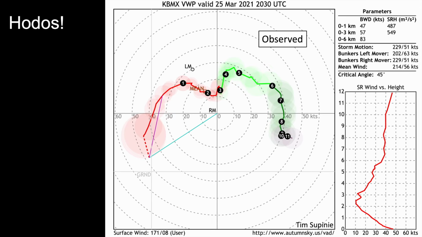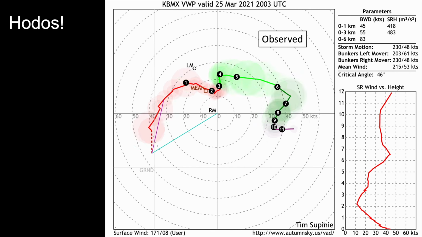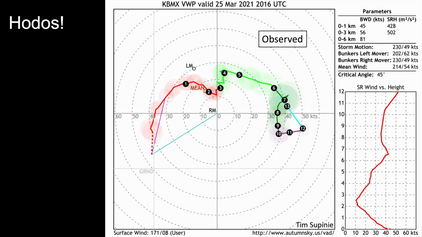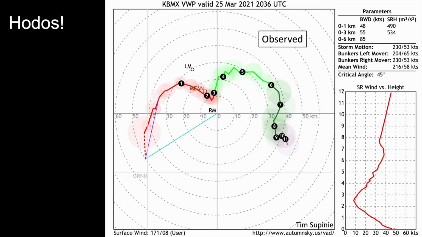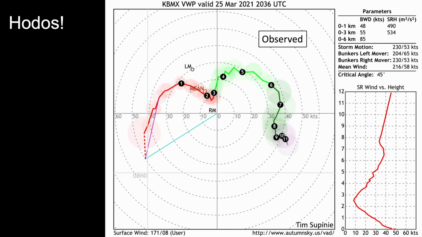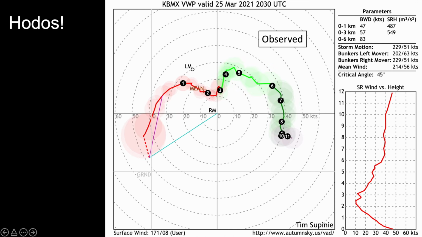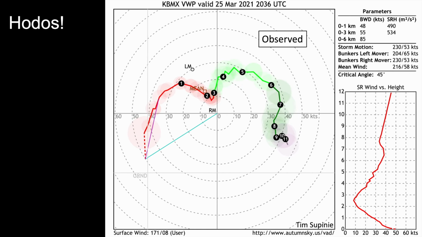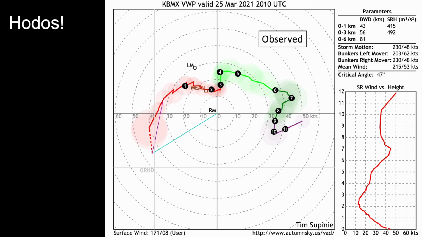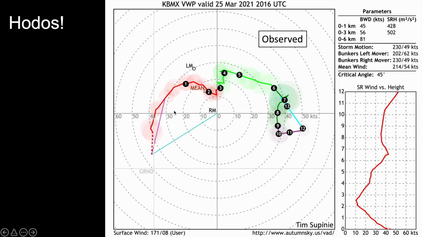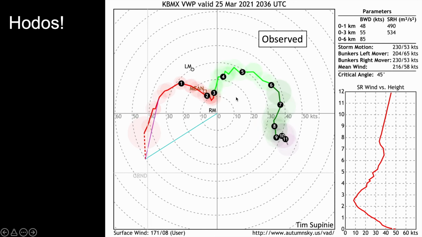I'll also plug Tim Supinie's VAD wind profile page. This is just a really cool way to look at observed VAD wind profiles from our WSR-88D network. In this case, we're looking at the BMX radar out ahead of a really long-tracked, intense tornado-producing supercell. And we can even take this in the storm relative sense, so we could apply all the concepts that we were talking about today, right?